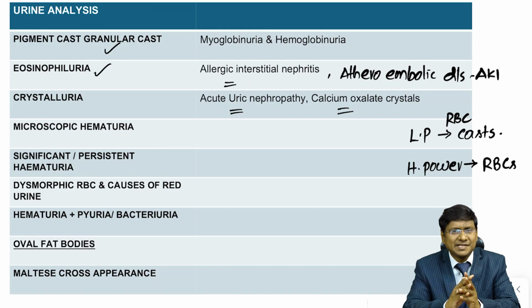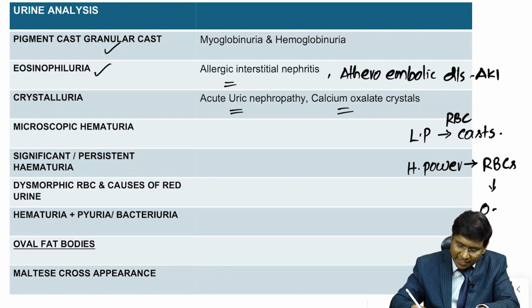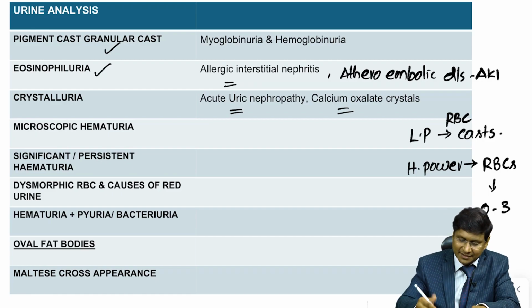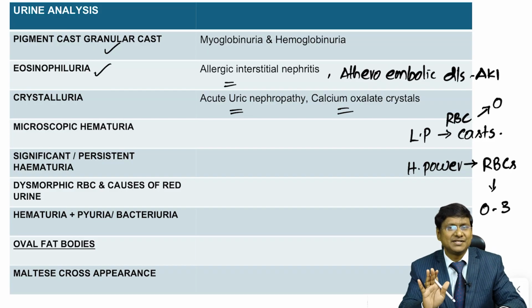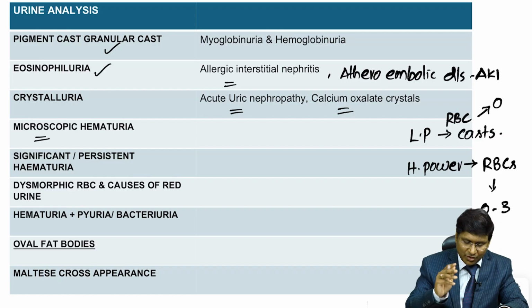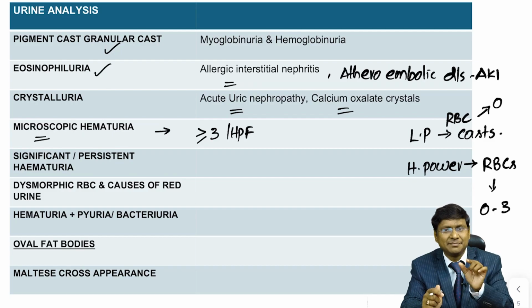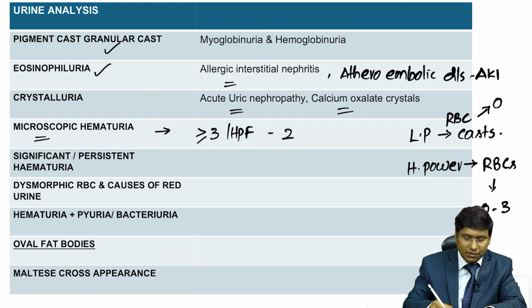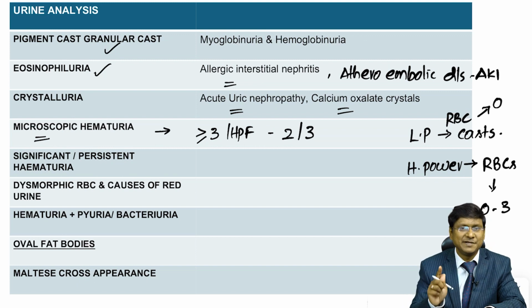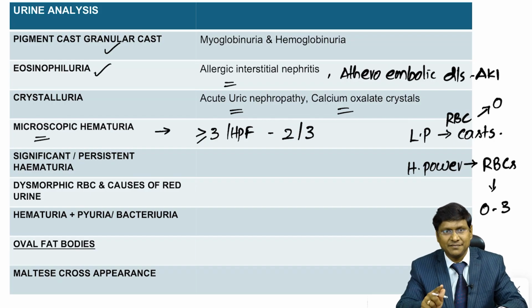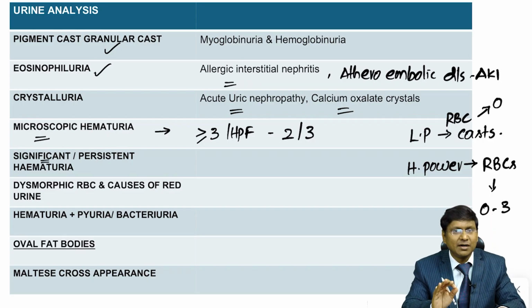Now, how many RBCs can be there in a normal individual? In a normal urine sample, the number of RBCs that can be there is 0 to 3 RBCs per high power field. And the number of RBC casts that can be there within the urine sample is 0. There should not be any RBC cast within the urine sample, right? Then, when do we use the term microscopic hematuria? We use the term microscopic hematuria if the number of RBCs is more than or equal to 3 per high power field. And this microscopic hematuria, please remember, should be there on 2 out of 3 properly collected urine analysis specimens. You need to collect 3 samples. Out of these 3 samples, in 2 samples there should be more than or equal to 3 RBCs per high power field.